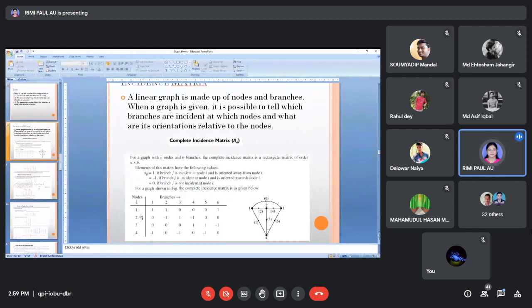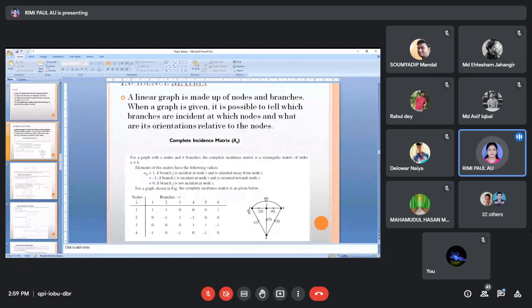So this is the incidence matrix from the graph. If I give this incidence matrix, you can also draw this type of graph. Both are possible, right? So this is the thing you have to learn. Next, we'll see some problems so that we can draw the graph, tree, twig, chord, and incidence matrix. And next day, we'll see tie-set and cut-set matrix.